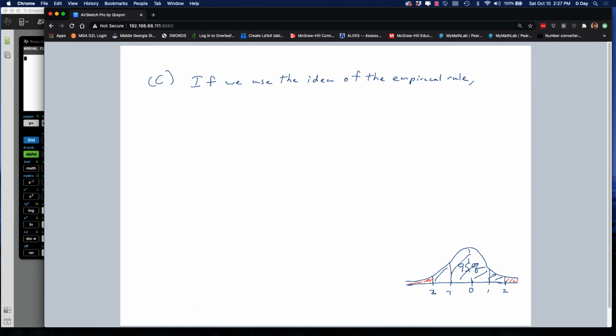So I guess what I'm trying to say is, if we use the idea of the empirical rule, anything more than 2 standard deviation units, and I'm talking about standard deviation units here, is considered unusual, and we would not expect to see those things.